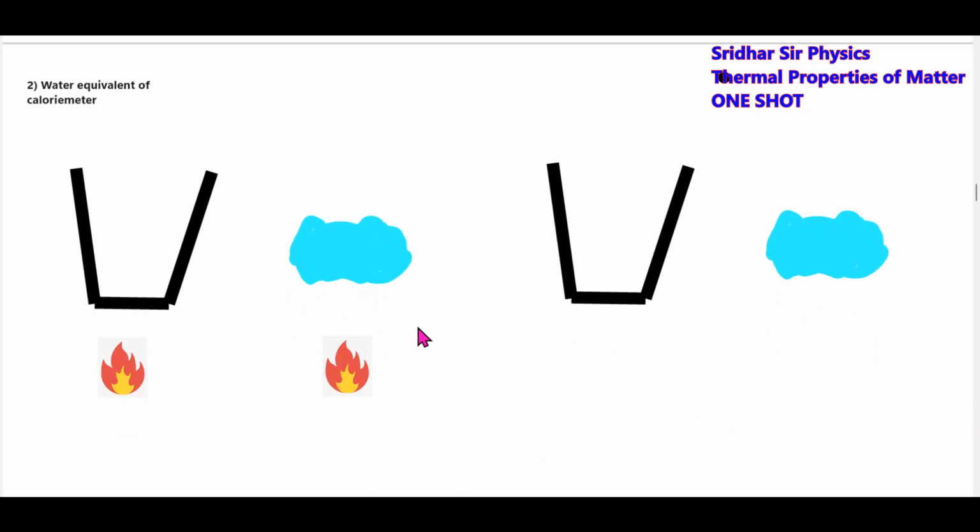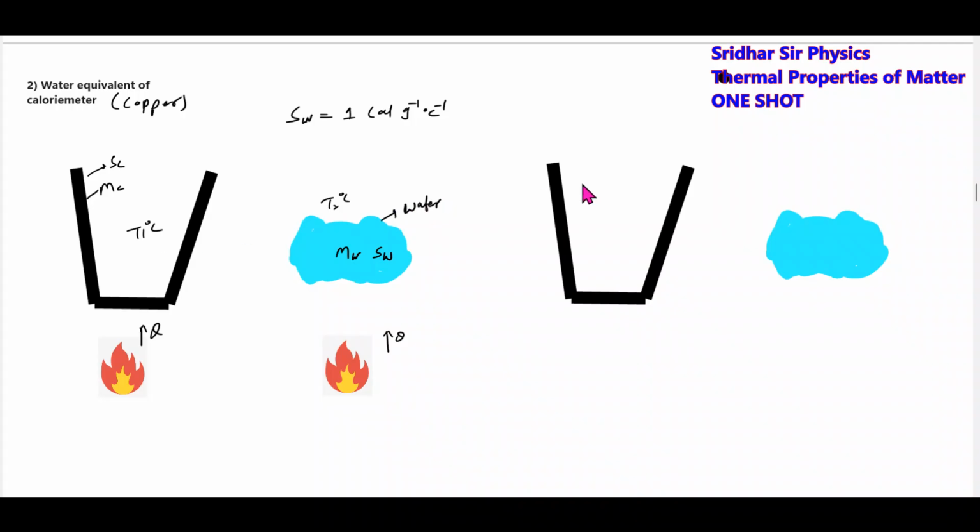The biggest problem is that this calorimeter has a mass of copper, with its own specific heat. How to find that out? I'll consider an equal amount of water. We know the specific heat of water is 1 calorie per gram per degree Celsius. I'll supply the same amount of heat. Both are at the same temperature T1 degree Celsius, and I'll see that both attain the same temperature.